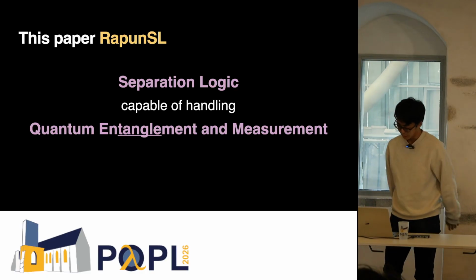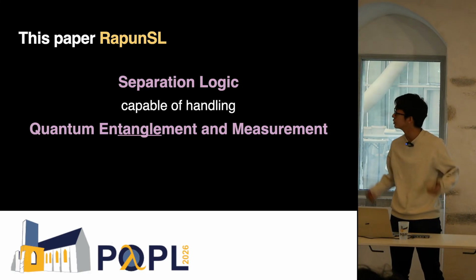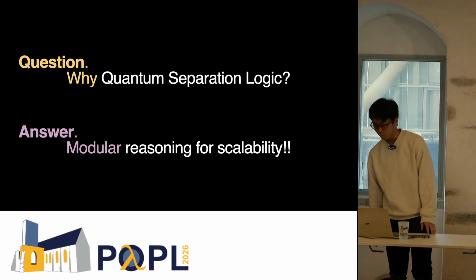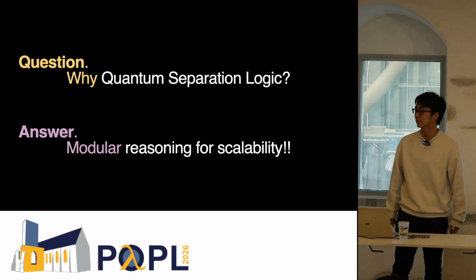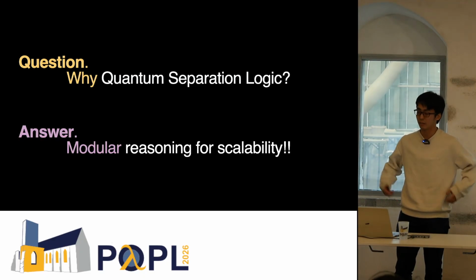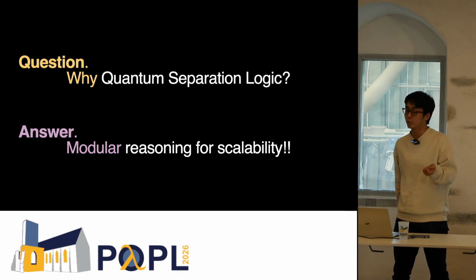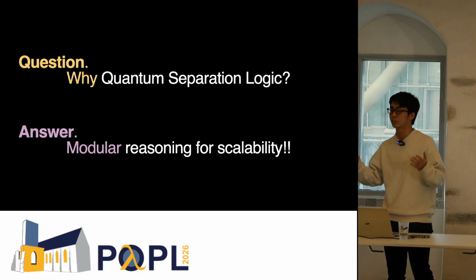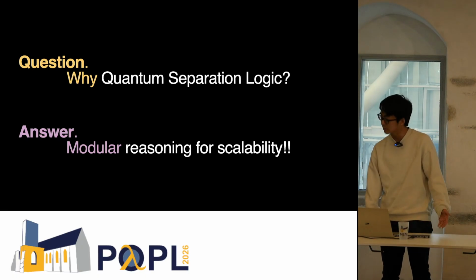So this talk is about separation logic for quantum computing that can handle entanglement and measurement in a nice way. Why do you care about separation logic in quantum computing? Well, it's because classical separation logic has been widely studied, and it has been shown that it can bring a huge benefit in scalability by enabling modular reasoning. And we want to have a similar effect for quantum computing.